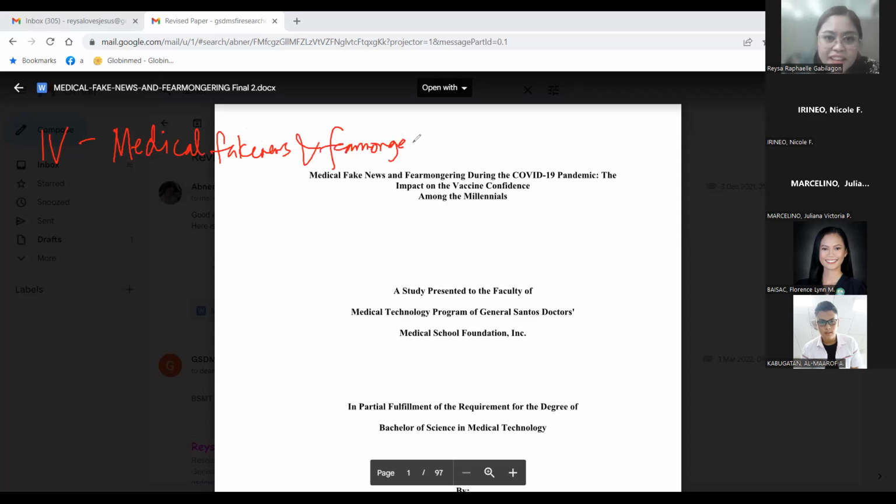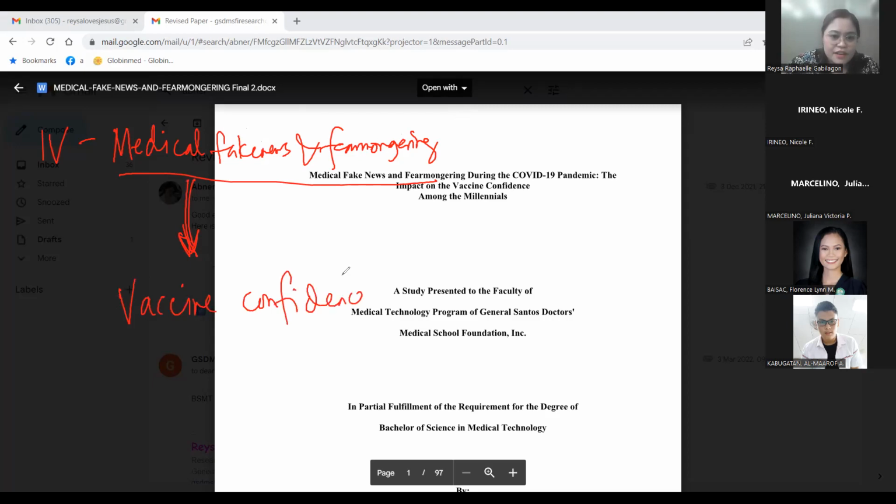So if we're going to identify the independent variable here is yung medical fake news and fear-mongering. Yan yung independent variable. Okay? Predictor variable siya. Anong ipapredict niya? Kung naniniwala ang respondents dito sa medical fake news and mga fear-mongering sa social media, ano ba yung magiging effect? Magkakaroon ba siya ng effect sa level of vaccine confidence? Okay? So kung tataas yung belief nila here, ano ba mangyayari sa vaccine confidence nila? Tataas din ba or bababa?